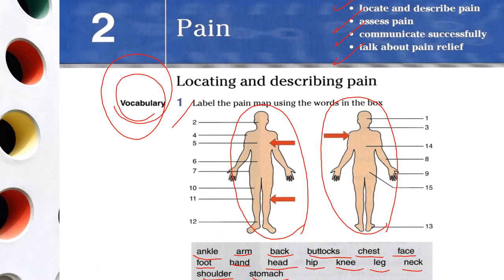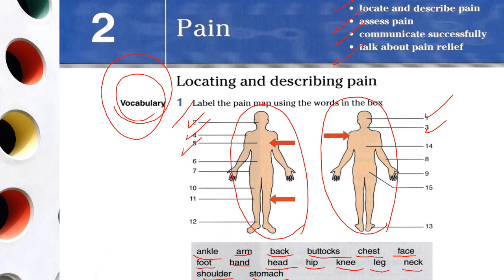So number 1, what do you think number 1 refers to? Yes, that's right. It's head. Thank you so much. Number 2 is face. Very good. Number 3 is neck. Thank you so much. Number 4 is shoulder. Thank you. Number 5 is chest. Chest. It's not chest, no.